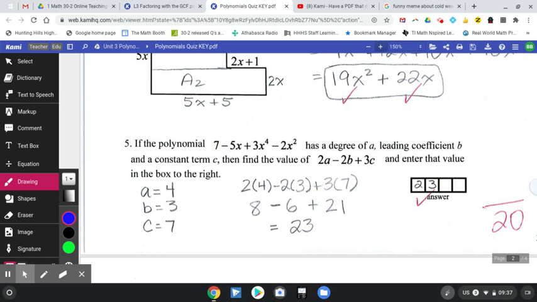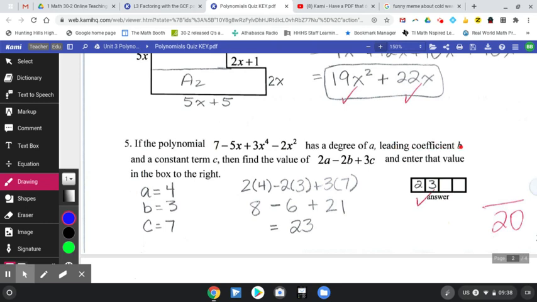So let's take a look at number 5 because these are always a little tricky to understand. If the polynomial has a degree of a, leading coefficient b, and a constant term c, then find the value of 2a subtract 2b plus 3c. So here it says the degree is a. So I get the degree from the highest individual term degree, which is 4. So a is equal to 4.